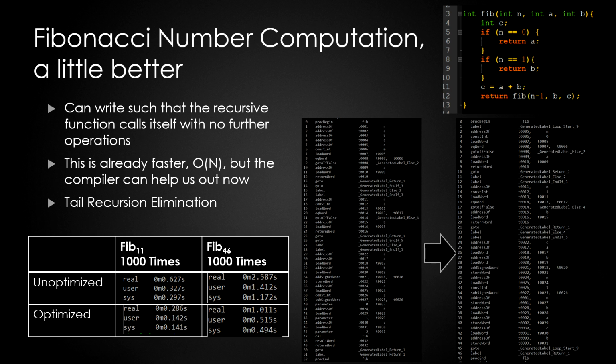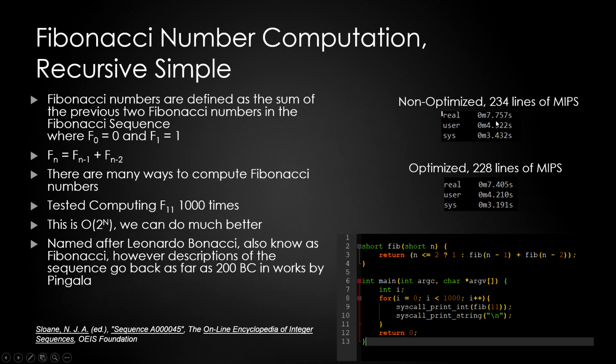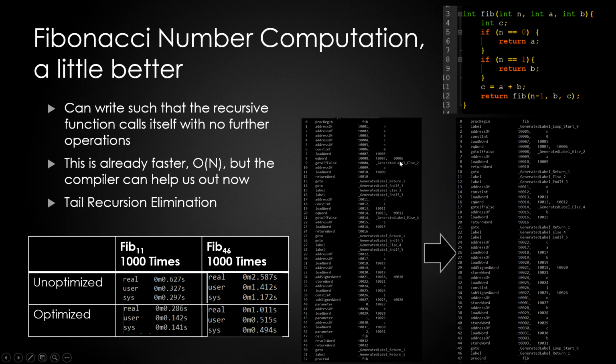So we can do a little bit better. We can re-implement the Fibonacci function so that it only calls itself once. So instead of exponential time, it's linear time. And as you can see, it took 7.5 seconds to compute Fib 11 here. Before any optimization, we're down to more than 10 times faster for Fib 11.